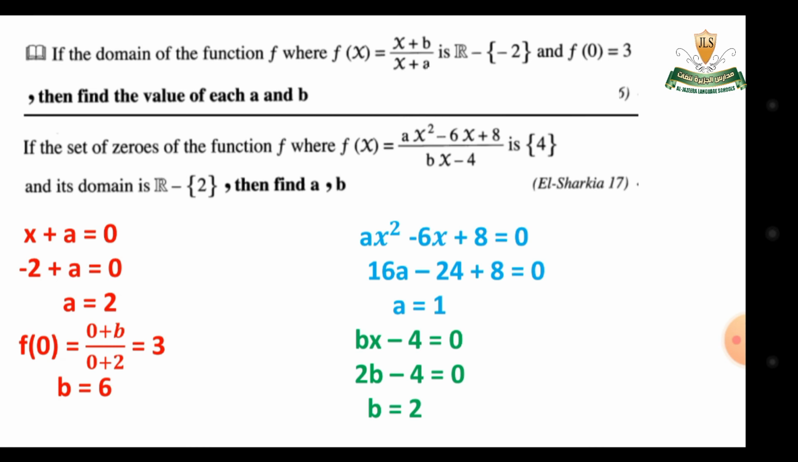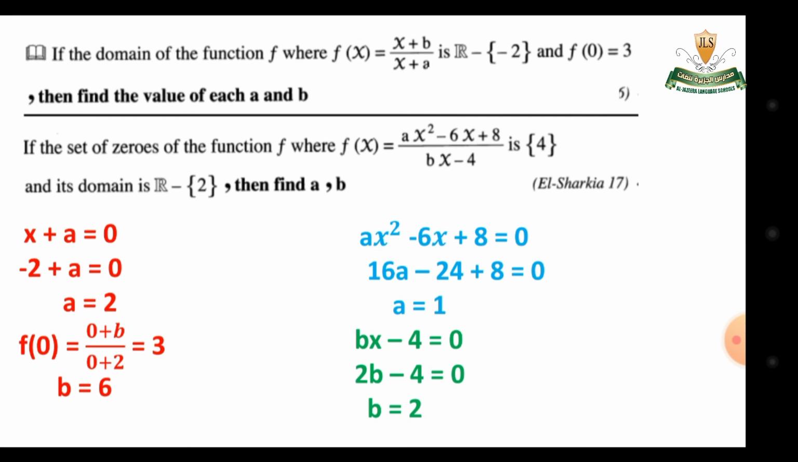If the domain of the function f, where f(x) equals (x plus b) over (x plus a), is R except {negative 2}, and f(0) equals 3, find the value of each of a and b. Let us solve this problem. We have the domain R except negative 2. We have x plus a equals 0. Replacing the value of x with negative 2, negative 2 plus a equals 0. So we get a equals 2.